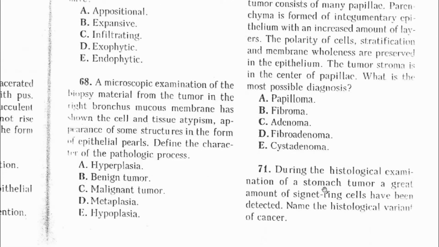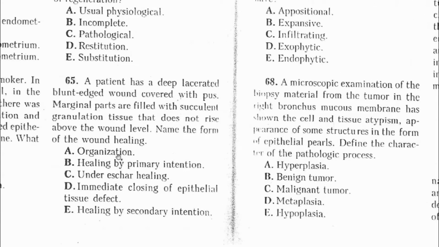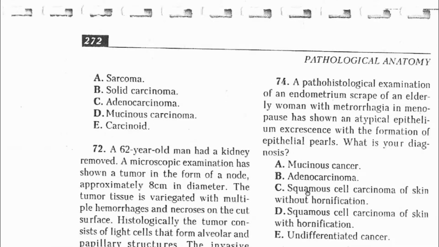71. During the histological examination of a stomach tumor, a great amount of signet ring cells. So your guy is what? Signet ring cells. This is profound for mucoid carcinoma. This guy is found mainly in what? Mucoid or colloid carcinoma. So, what type of cancer is it? This is mucinous. Don't forget mucoid, mucinous. So the answer is D.